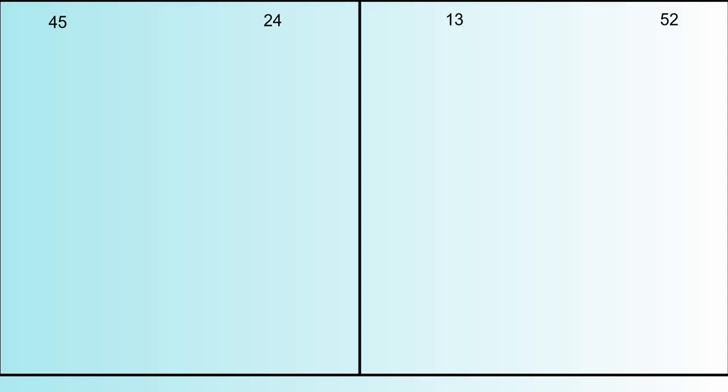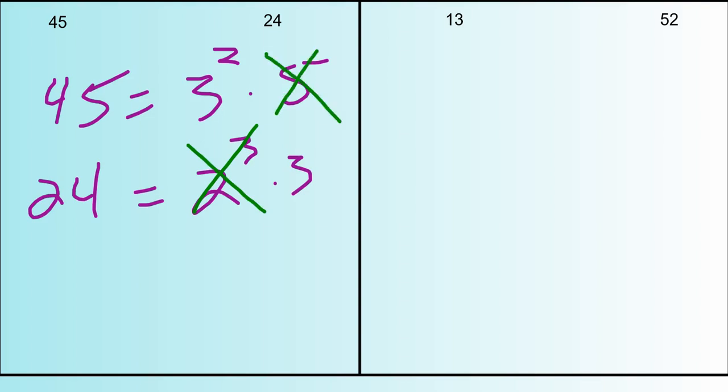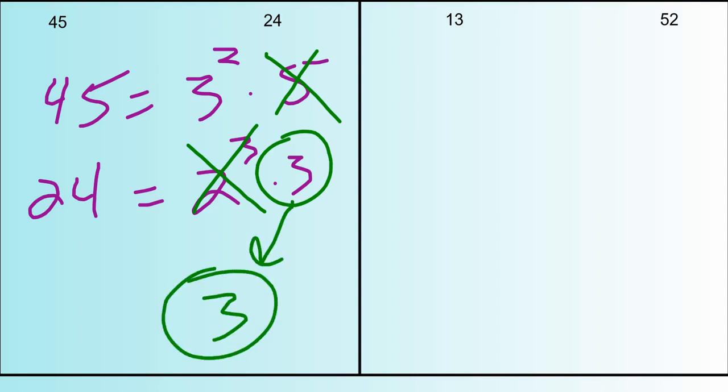So for 45 and 24, 45 as a prime factorization, you should have gotten 3 squared times 5. And 24 is 2 cubed times 3. So the only prime that they have in common is a 3. 45 has two of them. 24 has one. They can only share the lowest number that we see, so the greatest common factor is 3.